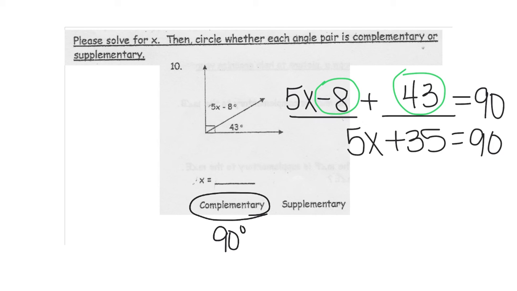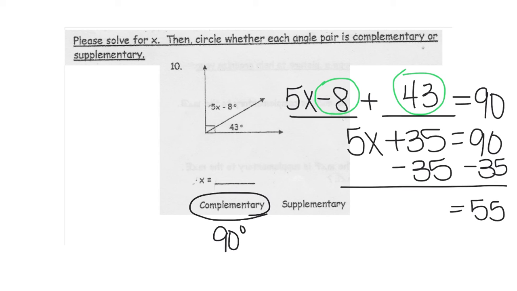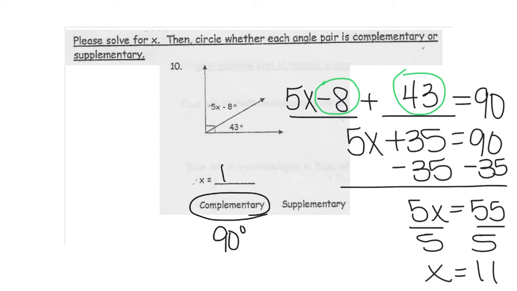Now we want to solve our equation. First thing we want to do is subtract 35 from both sides. And 90 minus 35 is equal to 55. So 5x equals 55. Now we're going to divide both sides by 5, and we find that x is equal to 11. So 11 is my missing number for this problem.